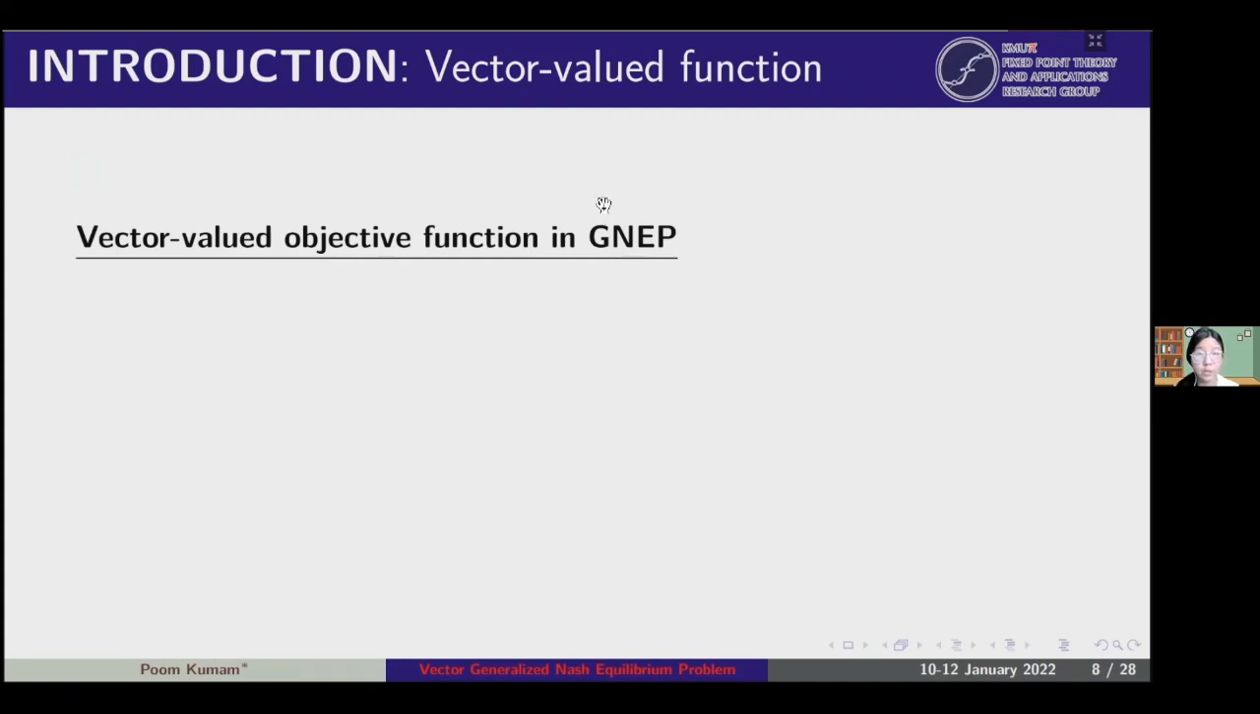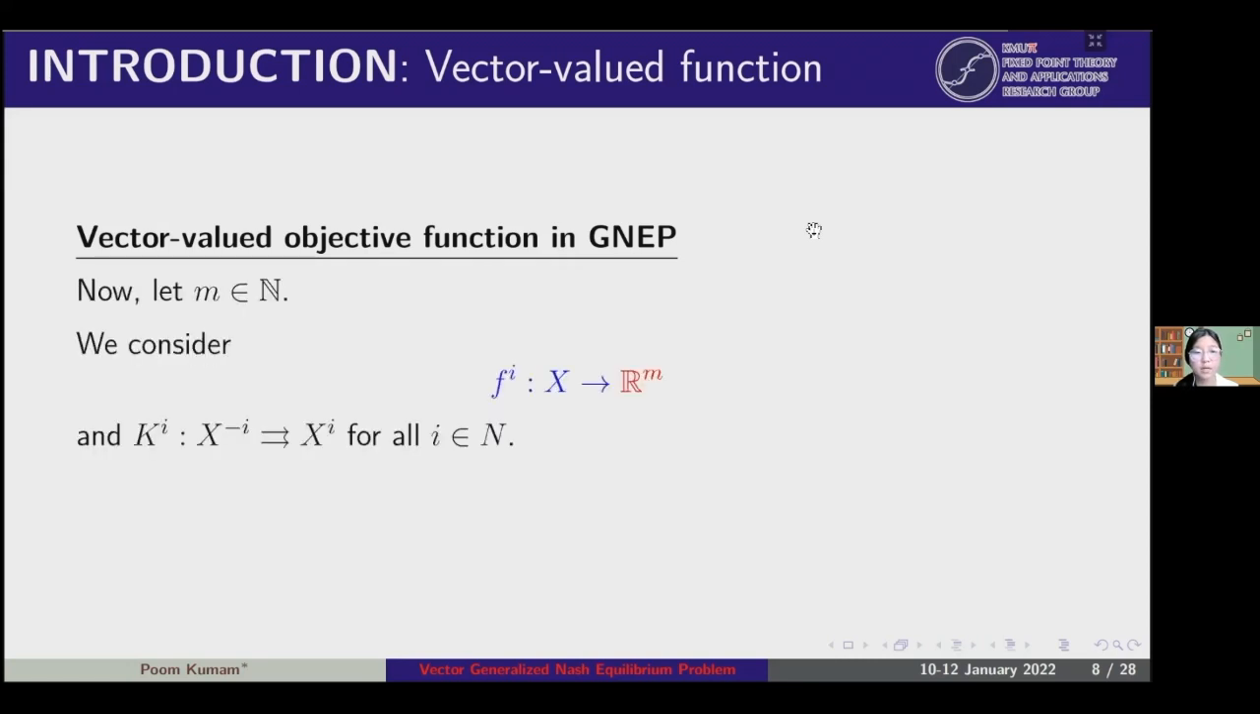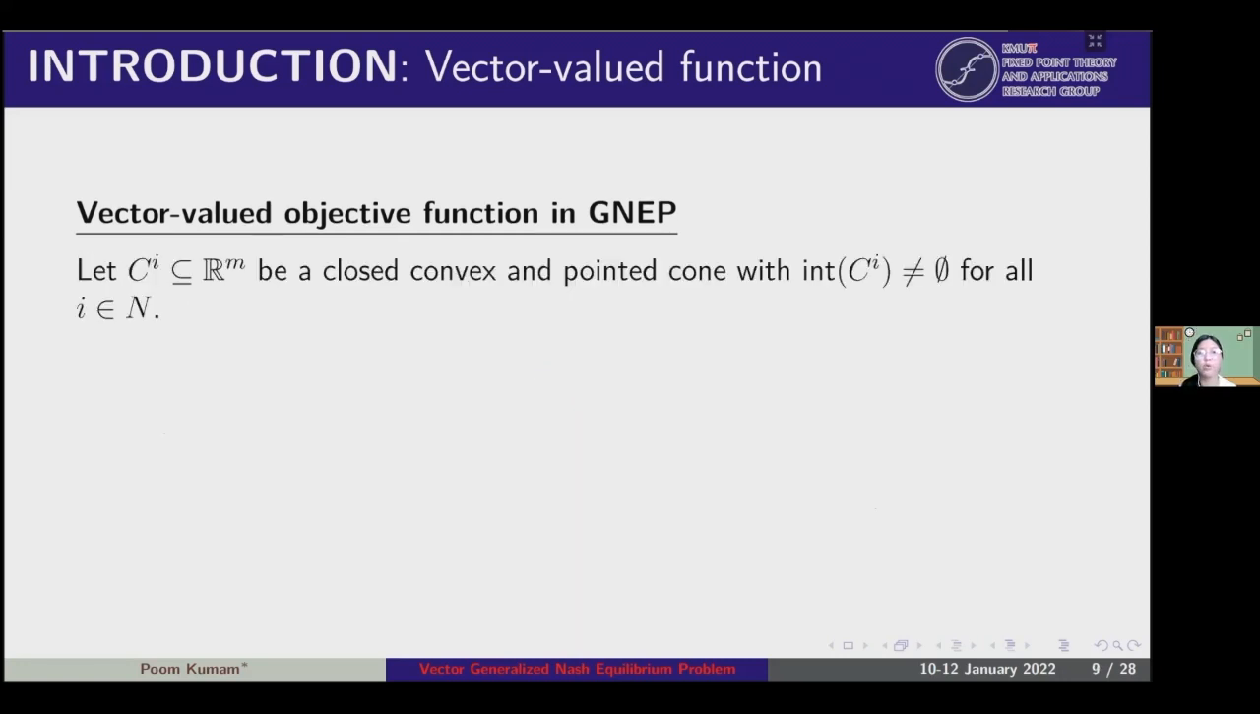Now we consider the vector objective function of the generalized Nash equilibrium problem. That is, we extend the concept of the real-valued loss function Fi to be a vector-valued function. Therefore, we can see that from the previous definition, this notation is not well defined for this Fi, right? So we let Ci be a closed convex and pointed cone with non-empty interior.